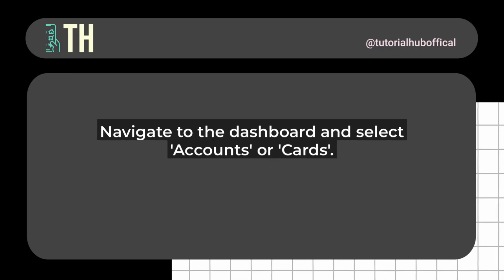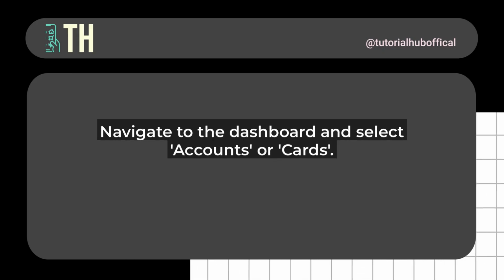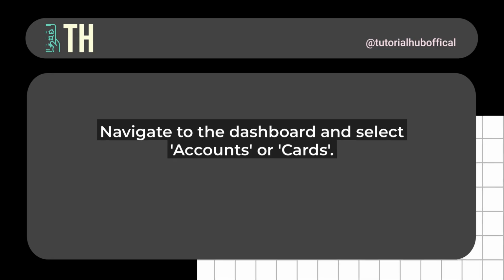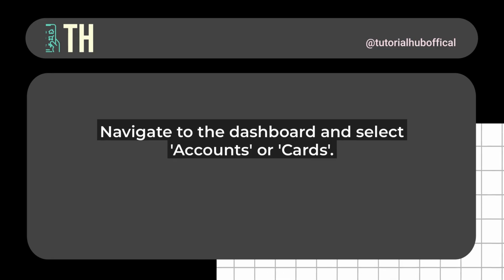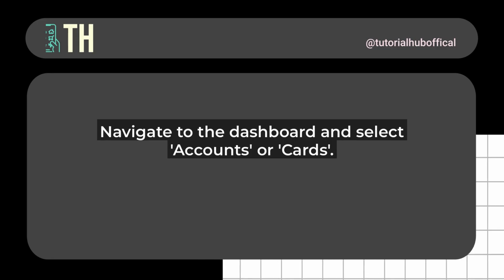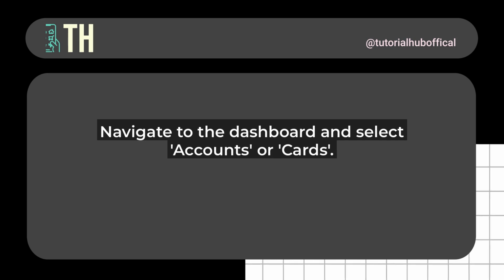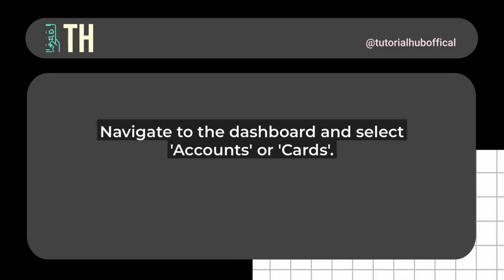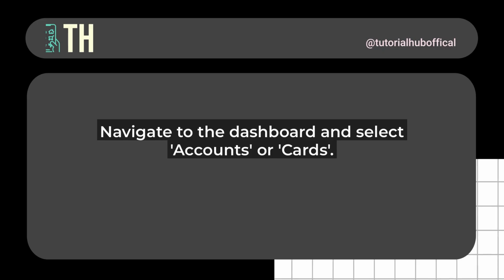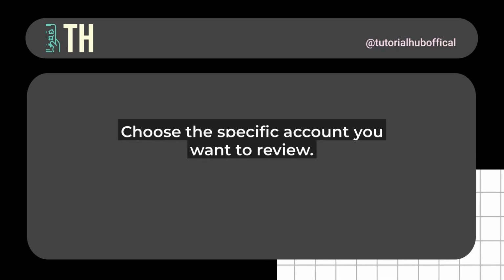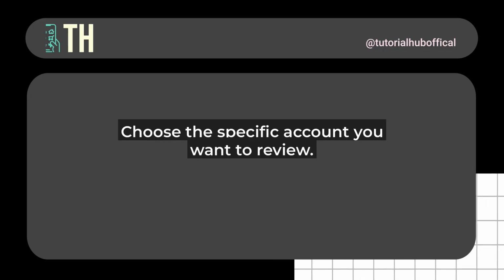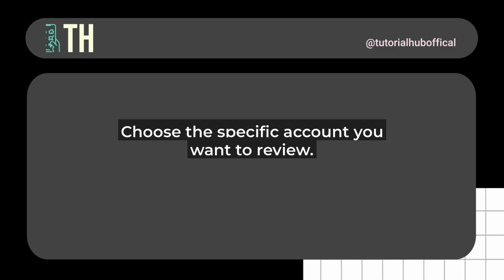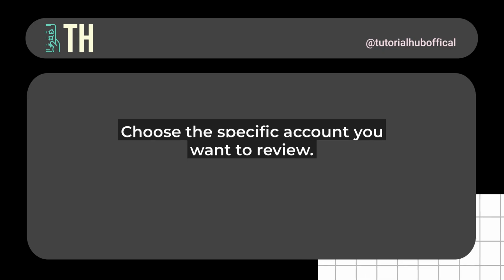After logging in, you'll see your dashboard. This is your home base for all account activities. Look for the Accounts or Cards tab, usually at the top or in a sidebar menu. Click on that to access your list of accounts. Now, select the specific account you want to check, like your credit card or checking account. Wells Fargo makes this straightforward with their updated interface.